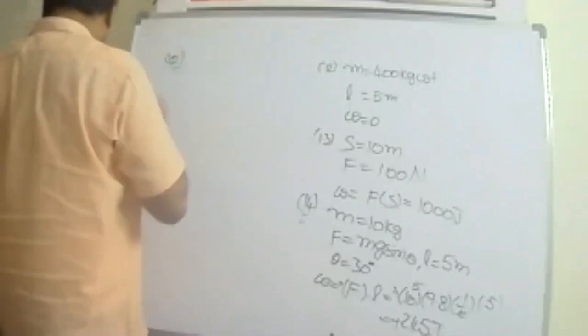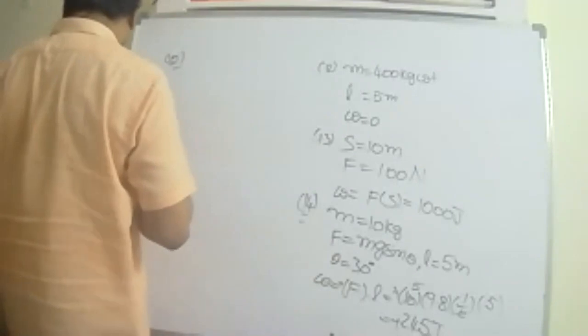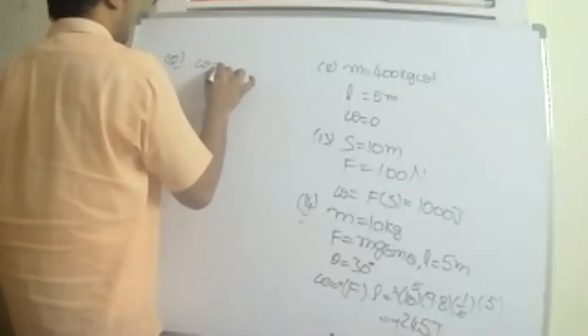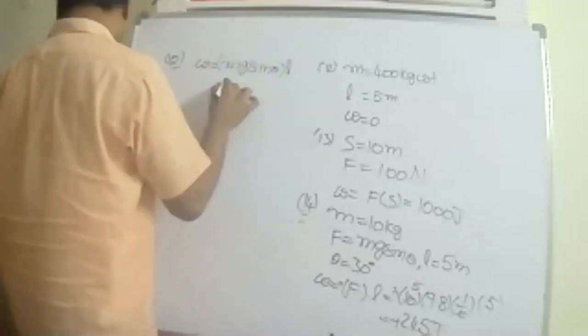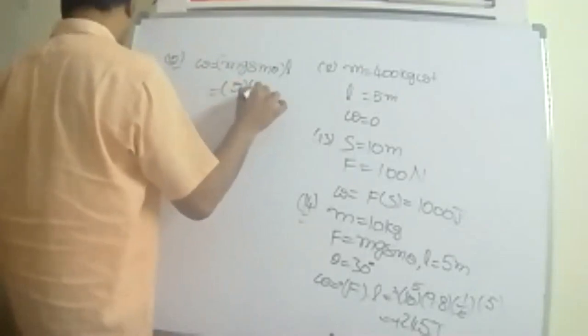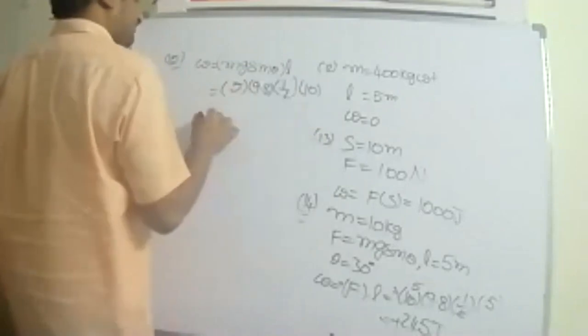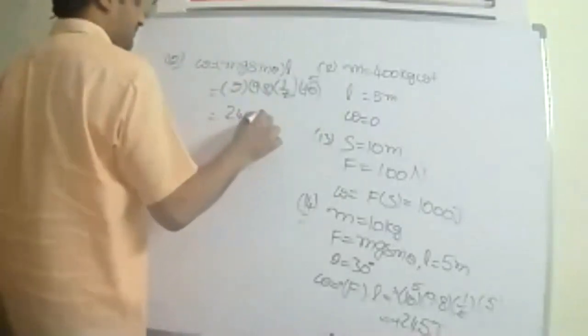A block of mass 5 kg slides down an inclined plane of inclination 30 degrees and length 10. Find the work done by the force of gravity. Work done is equal to mg sin theta into L. So mass 5, length 10, g is 9.8, sin 30 is 1 by 2. Again 245.